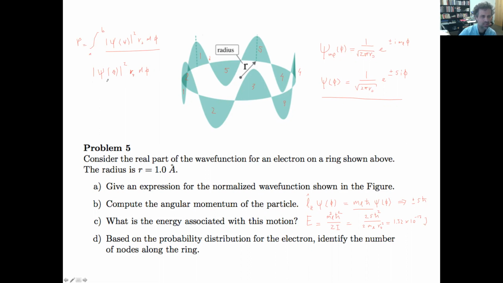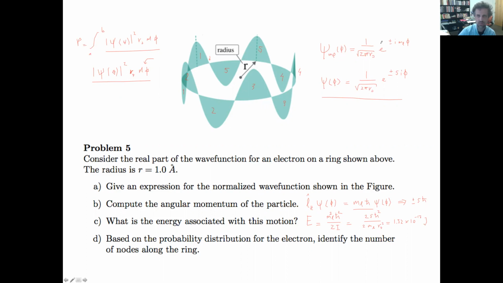So this is the general expression for the probability density, and it's a probability of finding the particle in a very small element along the ring, d phi. This is the probability of finding the electron. So what is that probability to find the particle at any position along the ring? Well, that is just the square of the wave function.